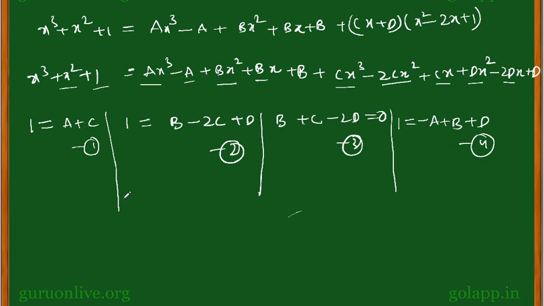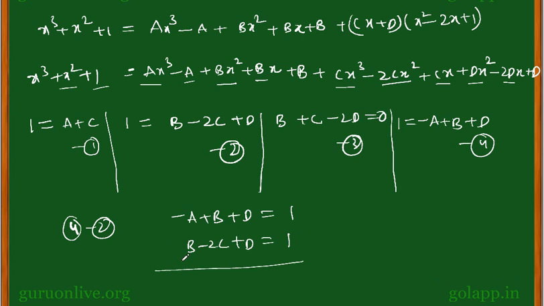Now I want to eliminate some terms so that I can get the values of A, B, C and D. Now I want to subtract equation 2 from equation 4. Minus A plus B plus D is equal to 1. B minus 2C plus D is equal to 1. If I subtract, the signs will change like this. So plus D minus D and plus B minus B get cancelled. So you will be left with minus A plus 2C is equal to 0. That implies A is equal to 2C.